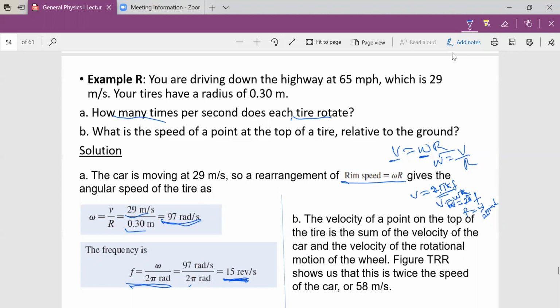Okay. And the second question says, what is the speed of the point at the top of the tire? The point at the top of the tire, from the analogy of translation plus rotation, will give you what? Twice the speed. But at the base, it's going to be 0. So for question B, from that analogy of combination motion, we have that V is twice, that is 97.